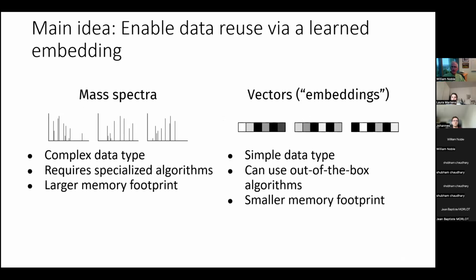So that idea can be instantiated in this idea that we're going to take each mass spectrum, which is a very complicated kind of data and typically requires specialized algorithms and actually has a larger memory footprint if you have billions of these things, and compress each spectrum into a fixed length vector, an embedding, that is simple, and then you can apply out-of-the-box algorithms to make sense of these mass spectra.